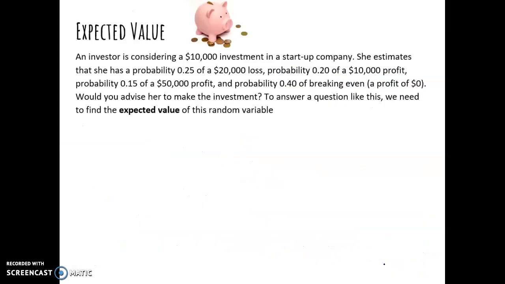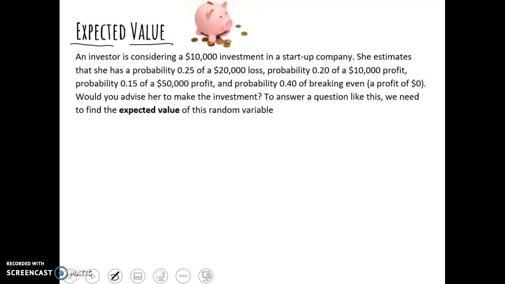All right, next we move on to something called expected value. An investor is considering a $10,000 investment in a startup company. She estimates that she has the probability of 0.25 of a $20,000 loss, a probability of 0.20 of a $10,000 profit, a probability of 0.15 of a $50,000 profit, and a probability of 0.40 of breaking even. That means a profit of 0. Would you advise her to make an investment?